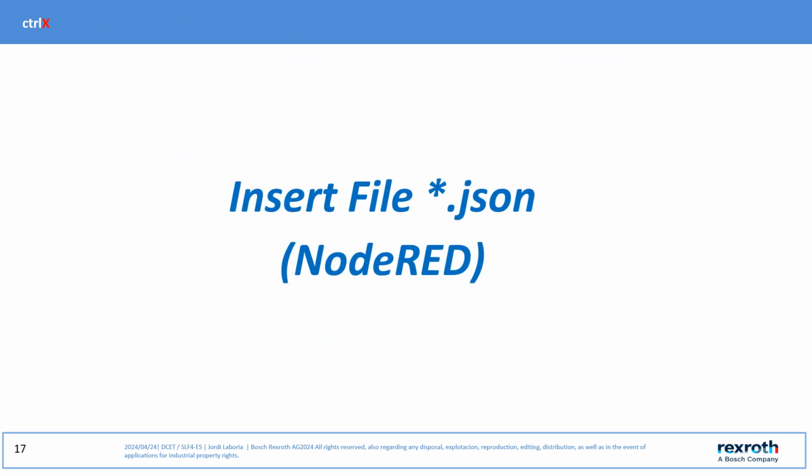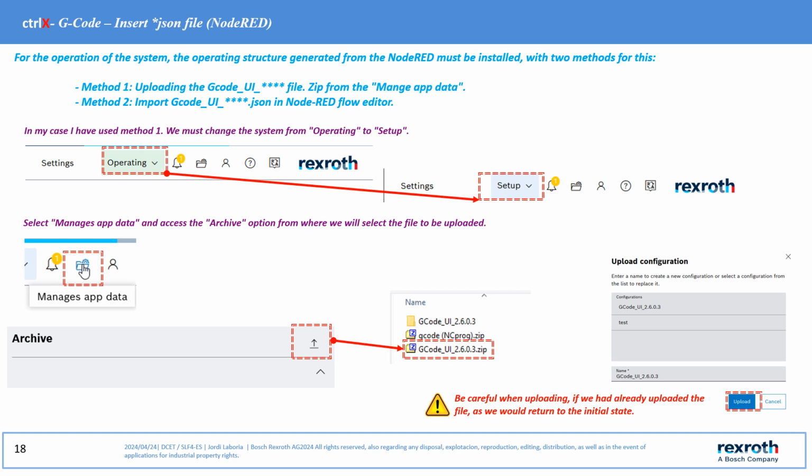Insert JSON file for Node-RED. For the operation of the system, the Node-RED package must be installed, which includes the control flows for the use of the system as a numerical control. There are two ways to upload the JSON file. The first method is from the Manage App Data option. The second is to import the JSON file from the Node-RED flow editor. In my case, I use the first one.